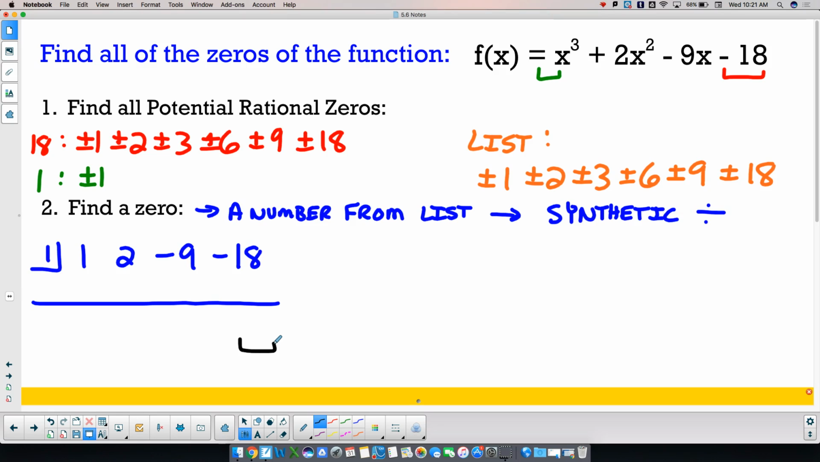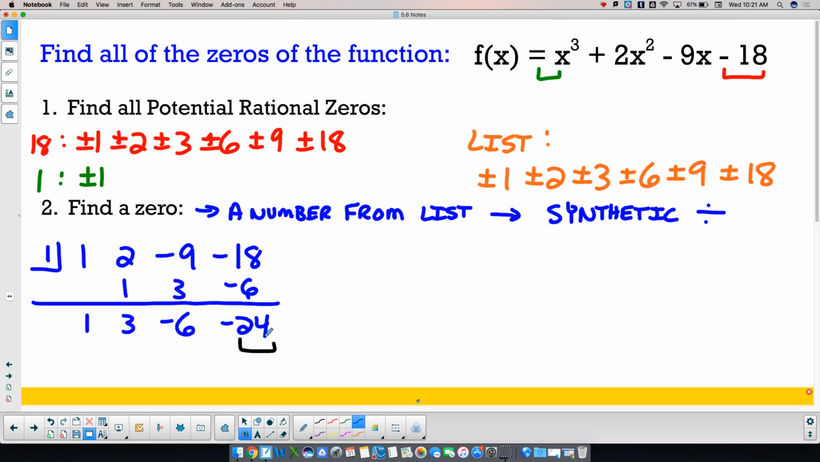1, 1, 3, 3, negative 6, negative 6, negative 24. Is 1 a 0? No. So it's not ever going to be a 0, so I'm done with 1. It's in my list, but it's not a 0. So now I've got to try a different one.